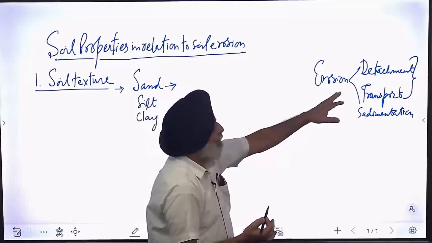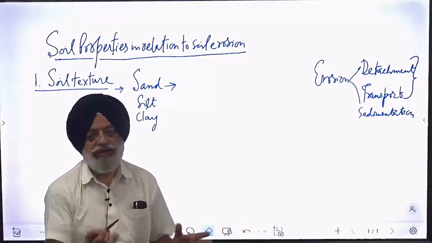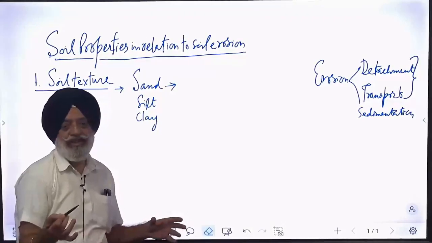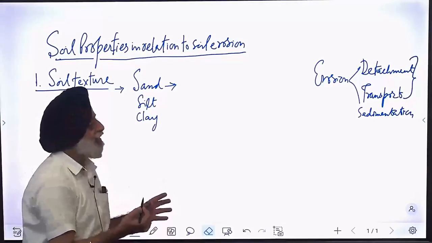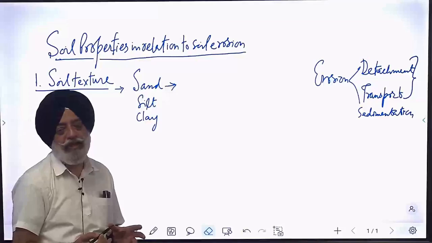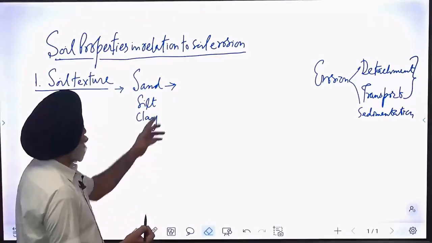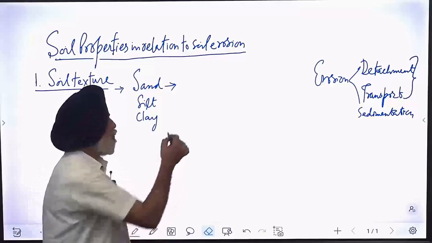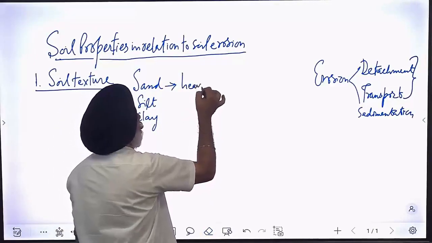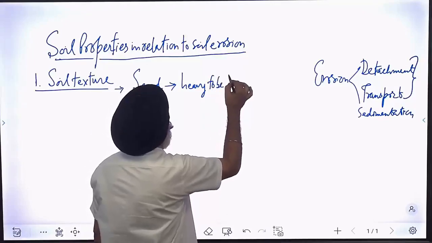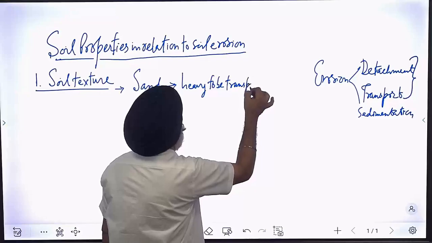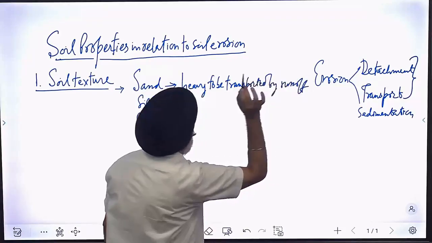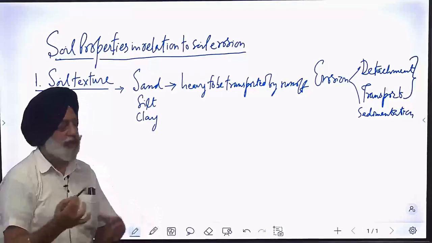On the other hand, if there is no detachment, then there will not be any soil particles to be transported. The transporting agent may be so strong, but non availability of soil particles to be carried by the runoff water will not be there. Now these sand particles are the biggest particles. So these are too heavy to be transported by runoff water, because these are the biggest particles.